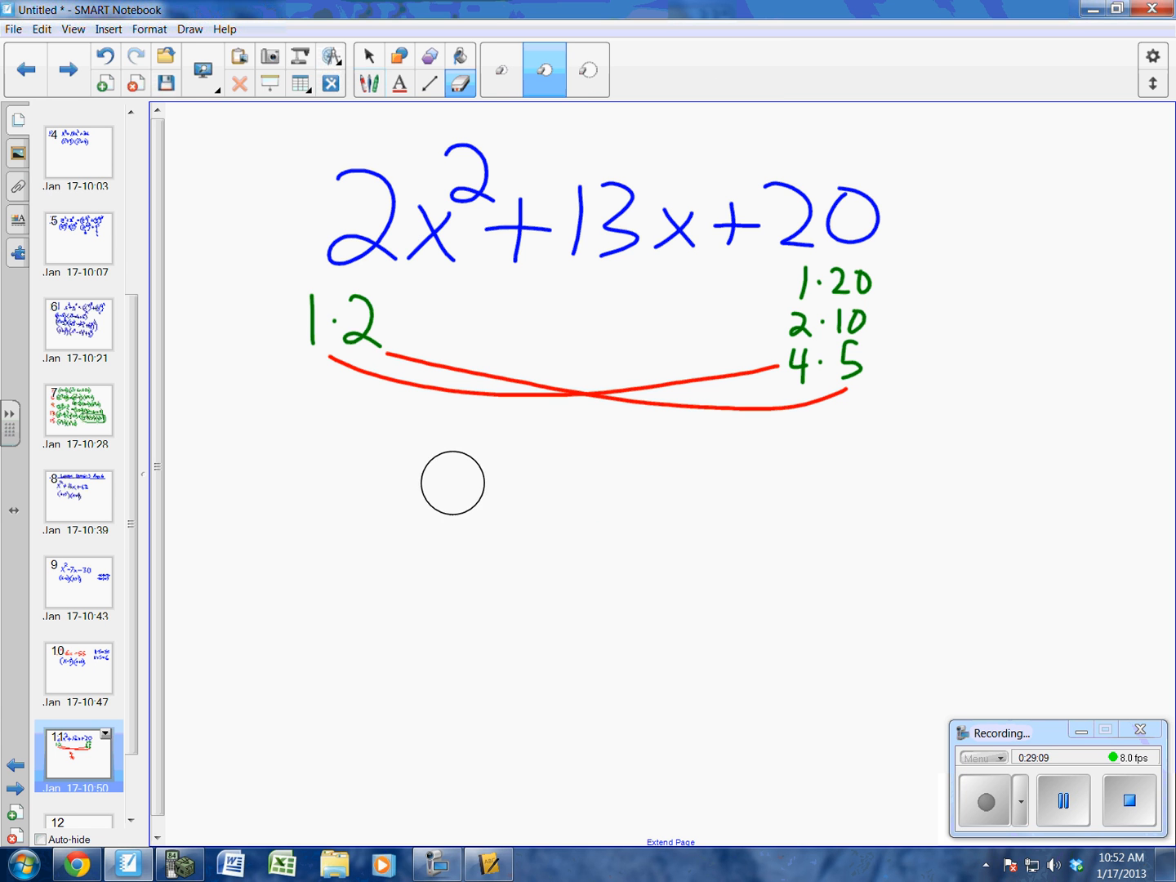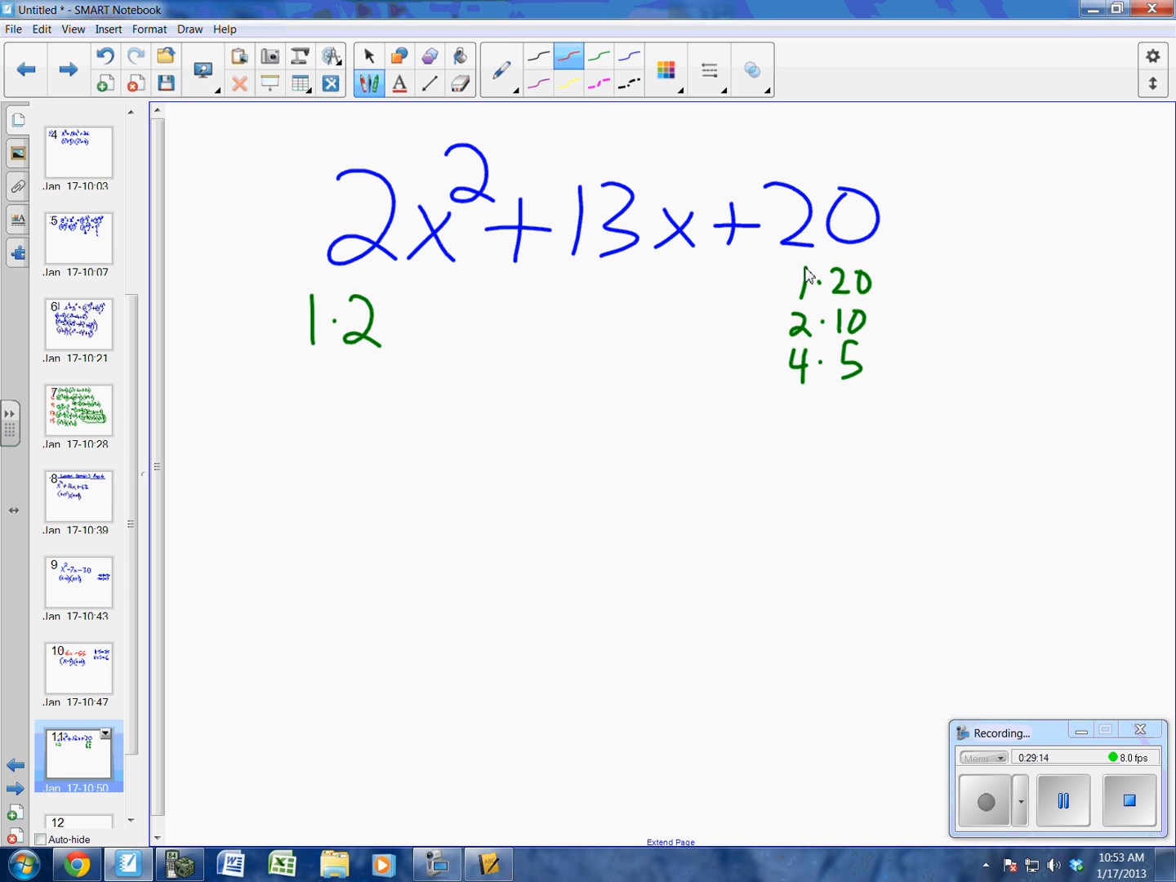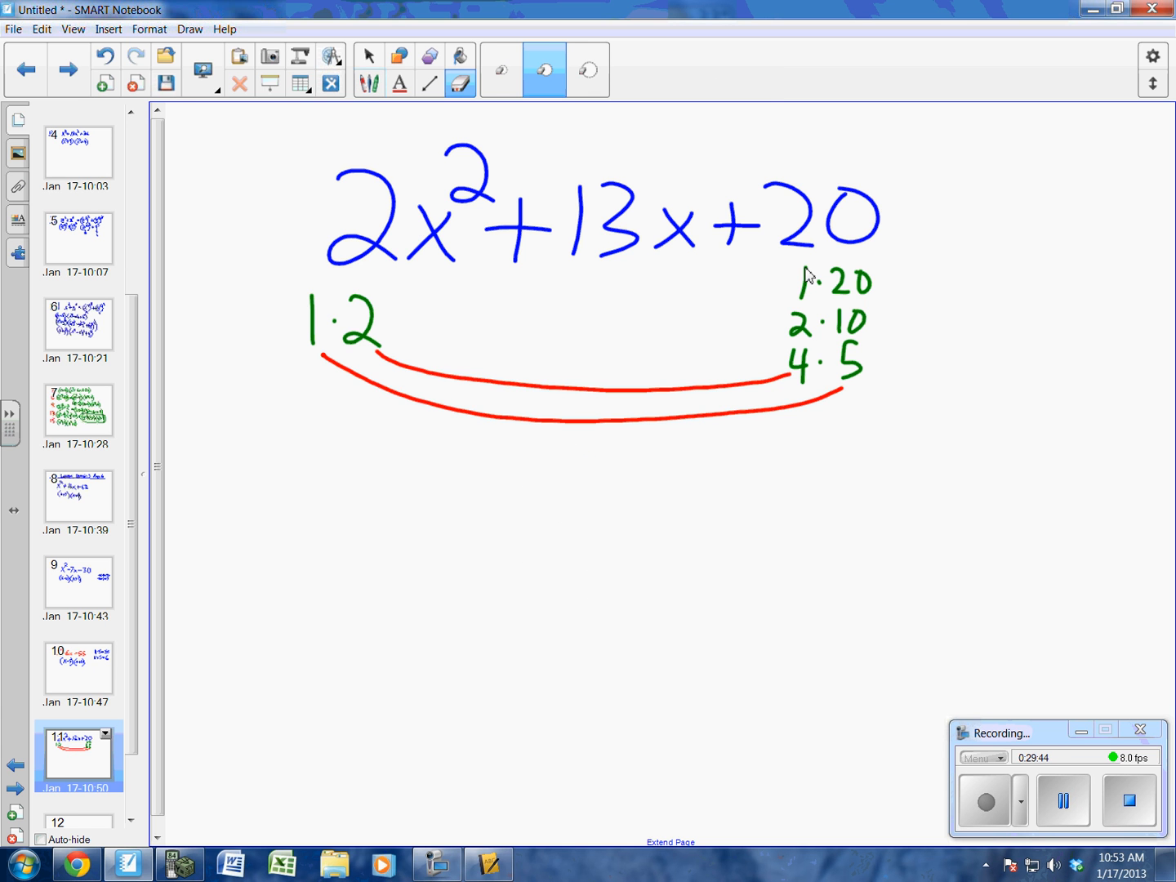Okay, let's try another one. I'm going to erase these. Let's say I try 2 times 4, and 1 times 5. Let's try it that way. 2 times 4 is what, everybody? 8. 1 times 5 is what, everybody? If I add those together, what do I get? Well, guess what? That's it. I didn't even have to try the 2 and 10 and the 1 and 20, right? Didn't even have to try those. Okay? So I know my two pairs are 1 and 2, and 4 and 5. Okay? Got that?